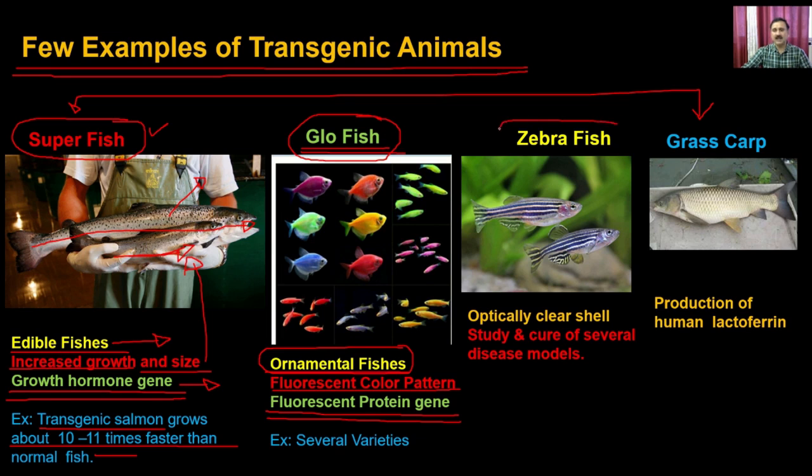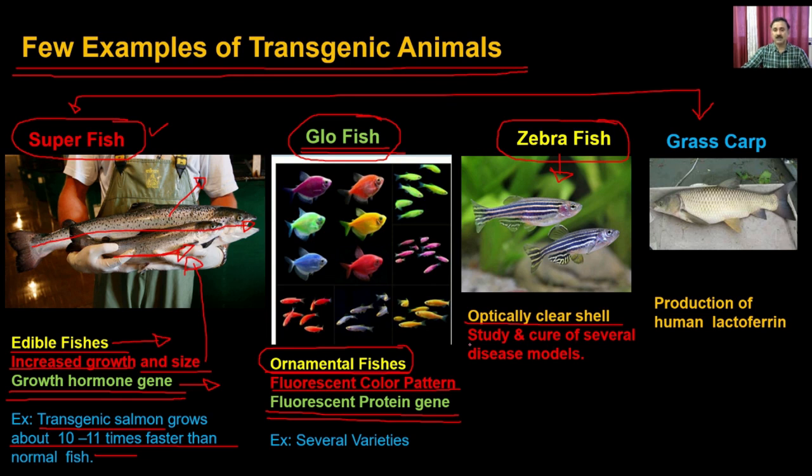Then similarly, you can have the transgenic zebra fishes. What is the advantage? They are optically clear, with a very clear shell. Because of that, you are able to see the organism, as well as all the different organs inside the fish, without even dissecting.